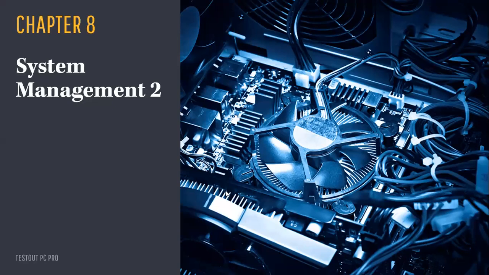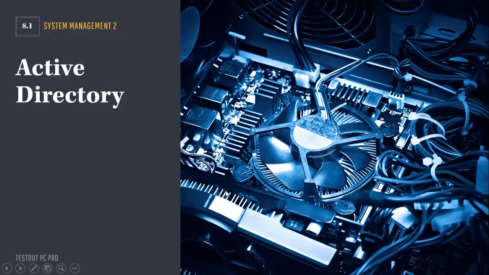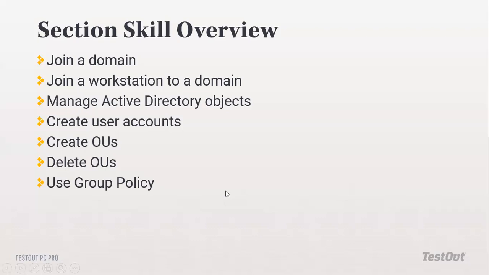Today we are attacking chapter 8, which is the last section on system management. First and foremost, within this chapter, we're going to be talking about Active Directory. So you should already be asking yourself what an Active Directory is. Just before we get there, the skill set that you're going to get as you complete this sub-chapter is how you join a domain. First of all, what is a domain?